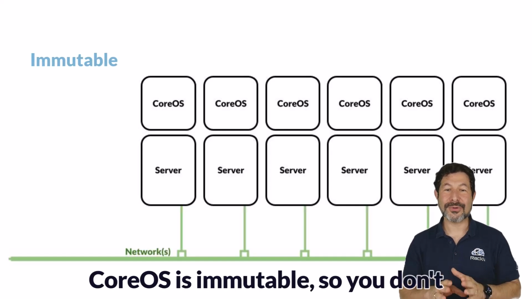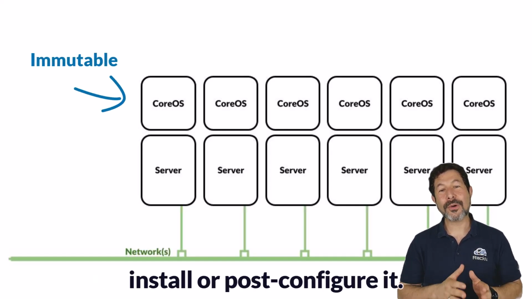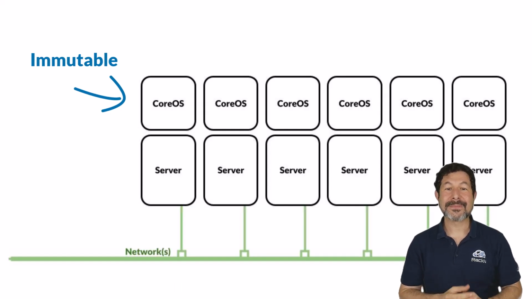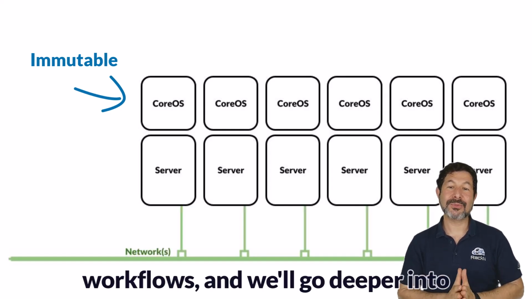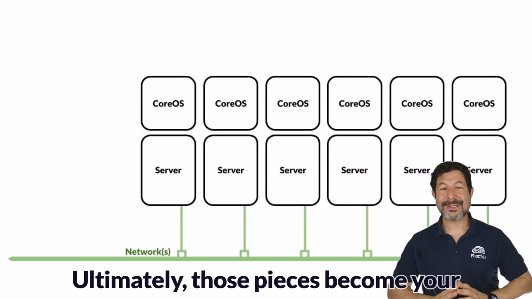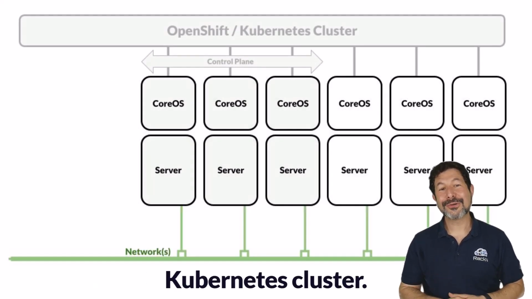CoreOS is immutable, so you don't install or post-configure it. Instead, configuration is baked in up front. That's a shift from typical admin workflows, and we'll go deeper into how that works later on. Ultimately, those pieces become your Kubernetes cluster.